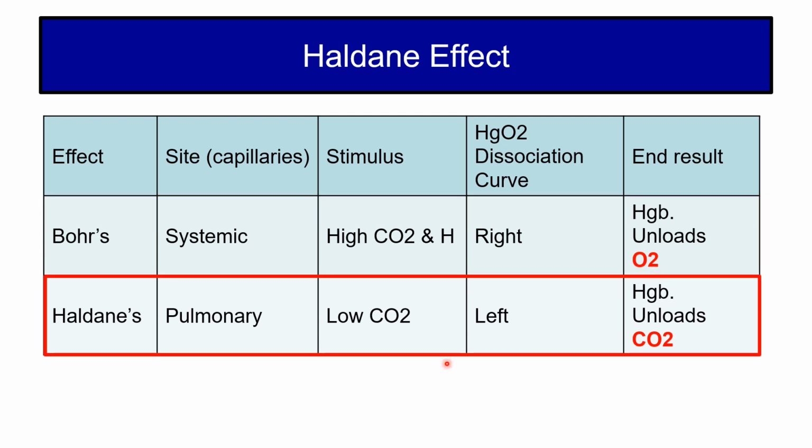Okay. Haldane's effect occurs in the pulmonary capillaries. The stimulus is a low carbon dioxide, which causes the hemoglobin dissociation curve to shift to the left. And therefore hemoglobin loves oxygen. Oxygen will bind to hemoglobin, displacing carbon dioxide, and therefore this favors carbon dioxide unloading in the pulmonary capillaries.